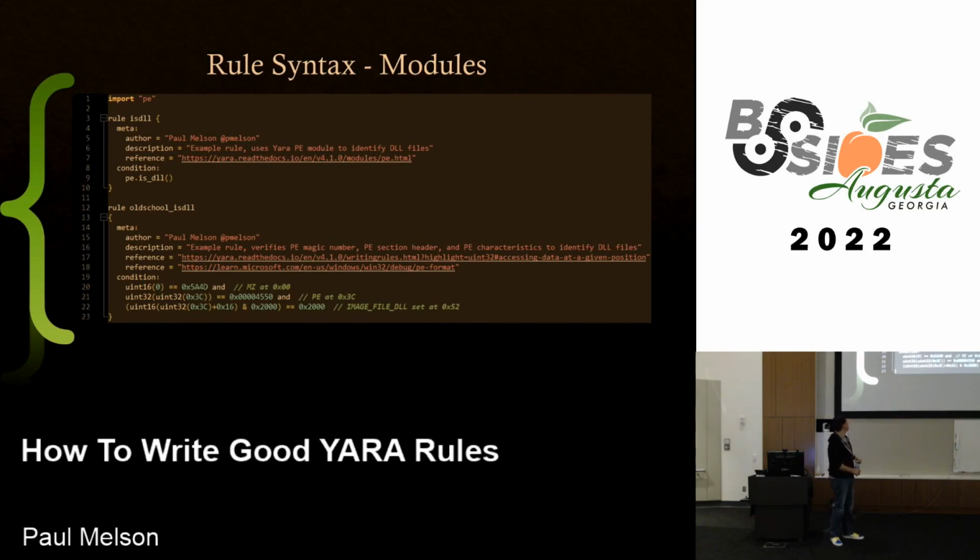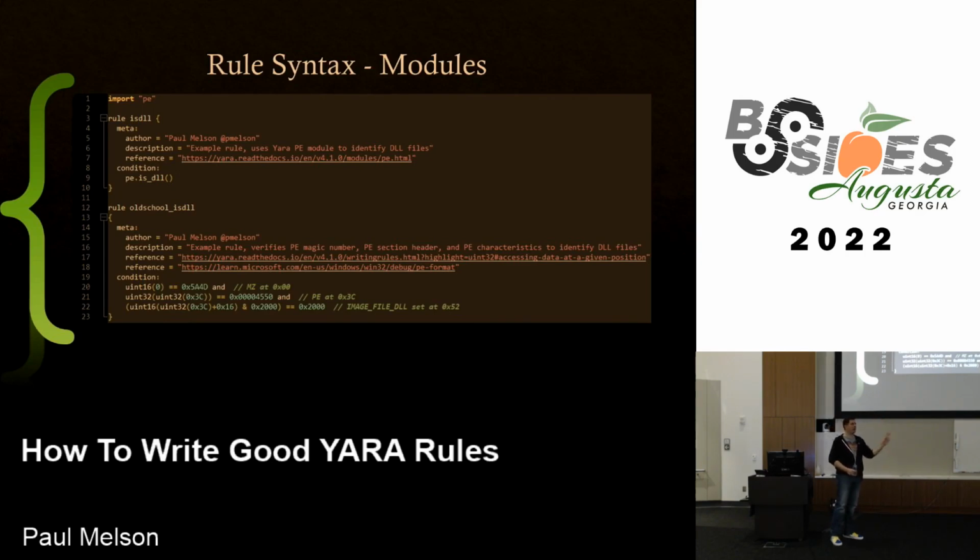That top rule is an example of a DLL check. You'll notice there's no strings. It's just a single condition. We import PE, kind of Python style up top. So PE is the module name. And then that gives us access to all of the functionality within that module.